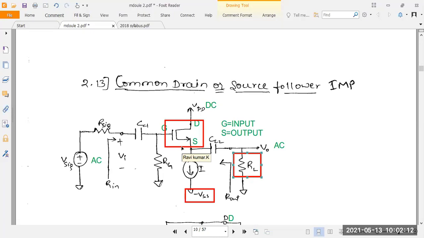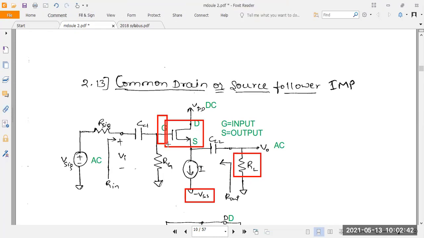What are the elements at the source? Coupling capacitor and load resistance, then the output voltage. Through the current source it is connected to ground or negative voltage. This source follows the gate input voltage. That's why you call it a source follower. Understood? The source follows the gate voltage.